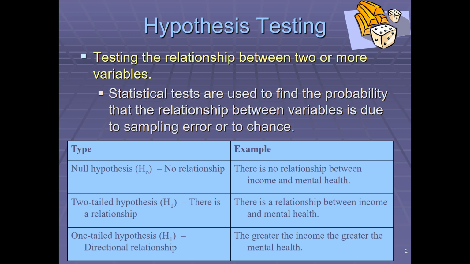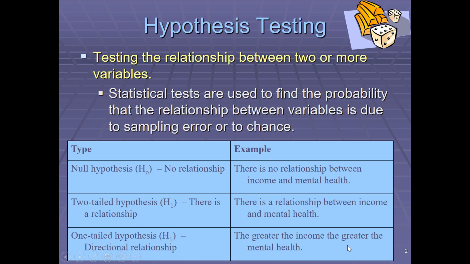So, hypothesis testing. When you're dealing with inferential statistics, this is where you're starting to do your hypothesis testing, basically testing the relationship between two or more variables. Your statistical tests are used to find if there's a probability that the relationship between your variables is due to sampling error or to chance.